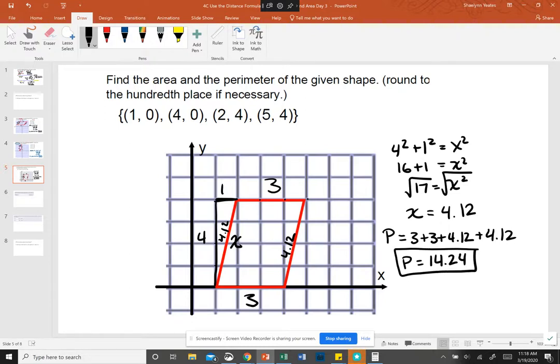Now, area is a tiny bit trickier because to find the height, you need to go straight down so that it's perpendicular to the base. And that's going to be your height. So this is 1, 2, 3, 4 tall. So the area is just the base times the height. Well, the base in this problem is 3. So area equals 3 times 4, which is 12.